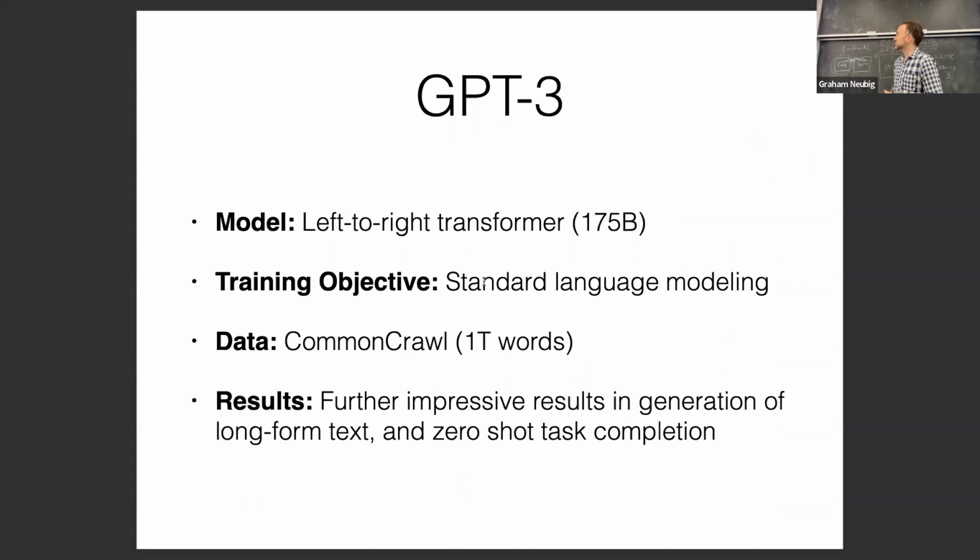The next kind of major, big result in the area is GPT-3. And GPT-3, again, is a left-to-right transformer. It has 175 billion parameters trained using standard language modeling. It was trained on the Common Crawl, one trillion words. It has further impressive results in generation of long-form text, zero-shot task completion. Now to access it, the way you access it is through an API. So you need to pay to use an API.